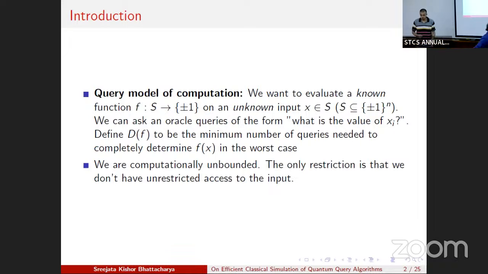And second, we have computational limits. Now, how do we access the inputs? We can ask an oracle queries of the form, give me the value of this coordinate, and the oracle will reply truthfully. And the query complexity, denoted D(f), is the minimum number of queries needed to determine the function in the worst case. Again, we know what the function is, we just don't know what the input is.